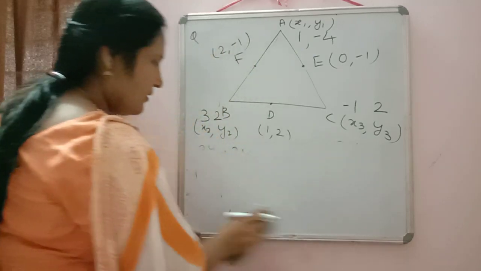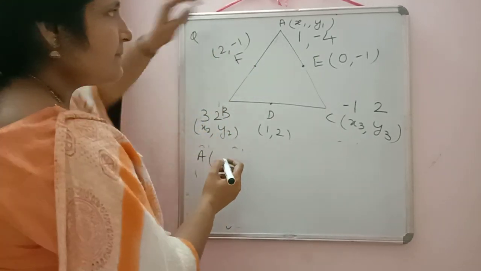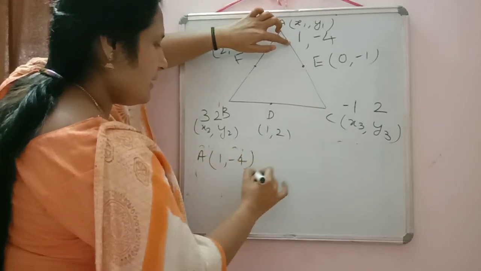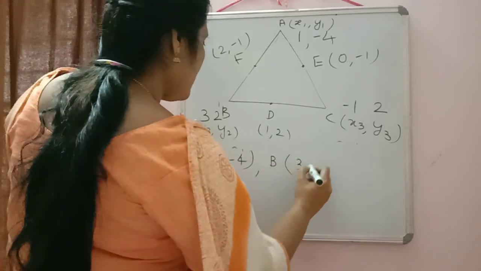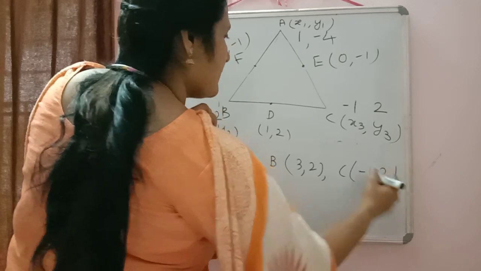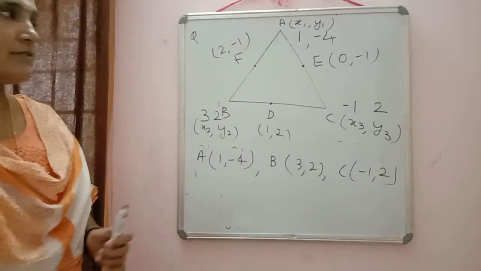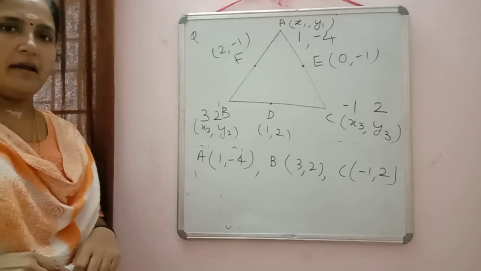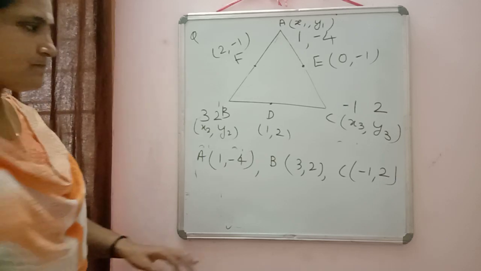Now we write down the answer there. What did we get? Coordinate of A as x1 comma y1 we wrote, and we got the value 1 comma minus 4. Coordinate of B we got 3 comma 2, and coordinate of C we got minus 1 comma 2. So in this way we can solve all the questions which are based on the concept of section formula or midpoint. Hope the methods are clear to you.